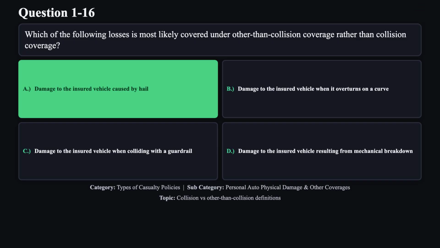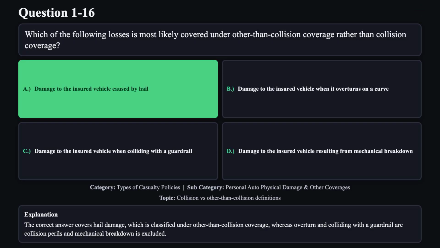The correct answer is A. The correct answer covers hail damage, which is classified under other than collision coverage, whereas overturn and colliding with a guardrail are collision perils, and mechanical breakdown is excluded.